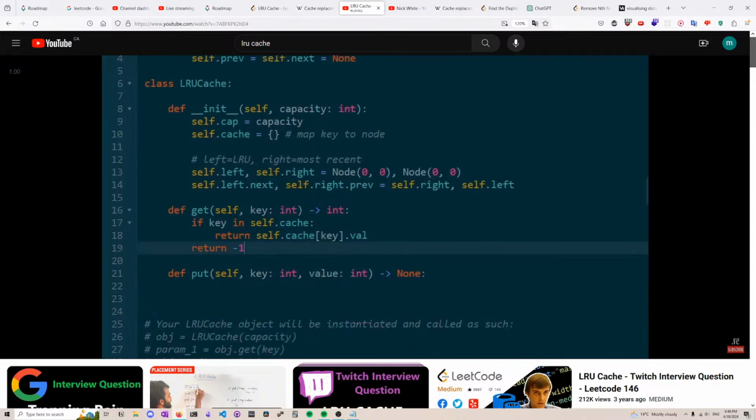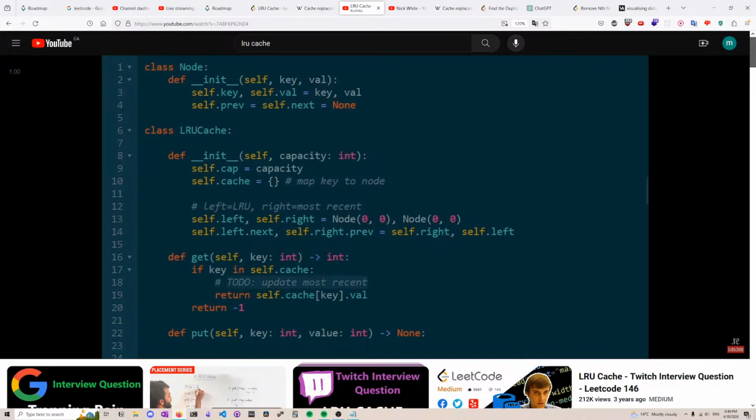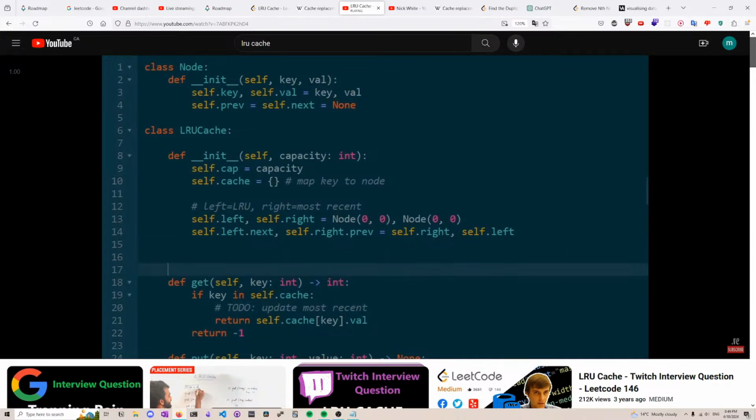Now the only thing we're forgetting with this get is that every time we get a value, we want to update it to the most recent. So to help us with this part, I'm actually going to write a couple helper functions. So I'm going to write a remove and insert helper function.